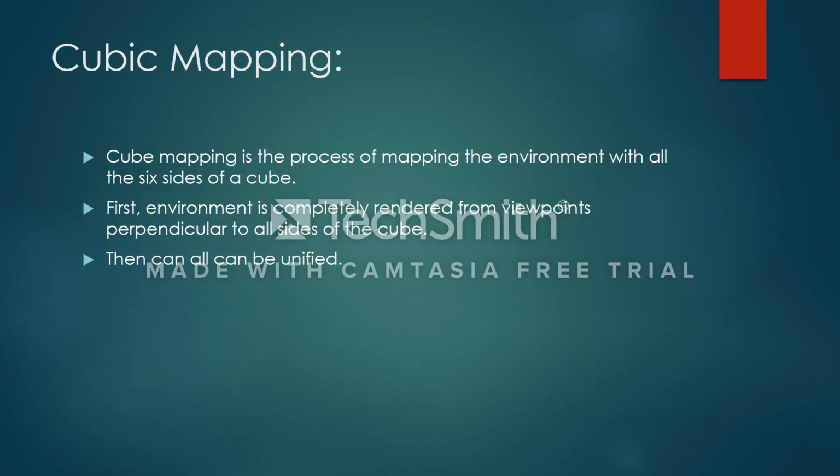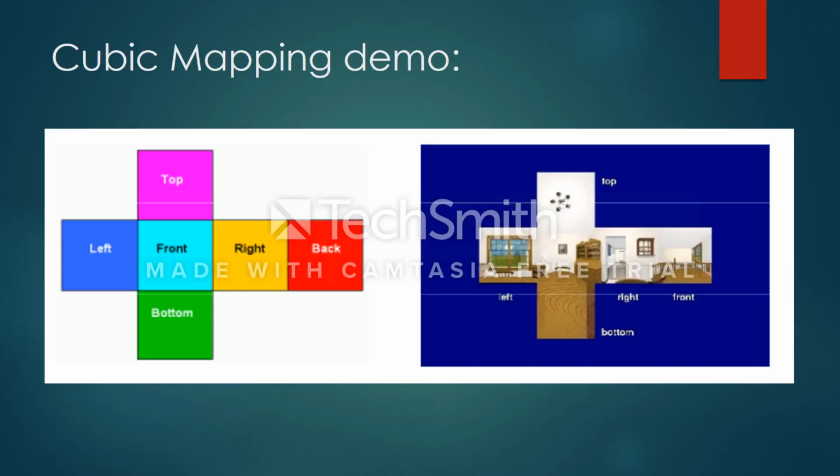Let's get into cubic mapping. Cube mapping is the process of mapping the environment with all 6 sides of a cube. I mean, the cube has 6 sides, so every side has its normal reflection on it. The surrounding is reflected on 6 different sides of a cube. It's completely rendered from viewpoints perpendicular to all sides of the cube. Then all the 6 can be unified. See, this is the working. This is how cube mapping is done.